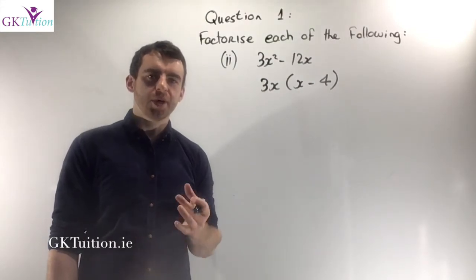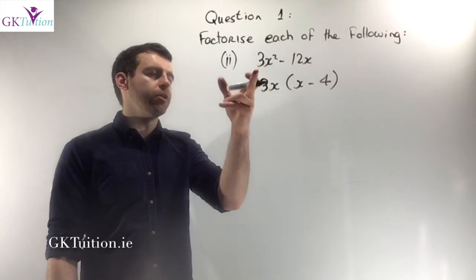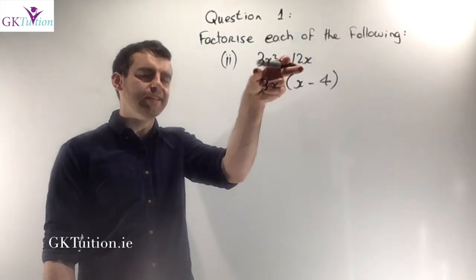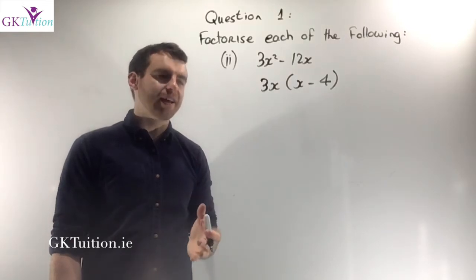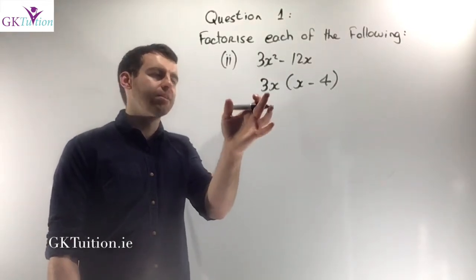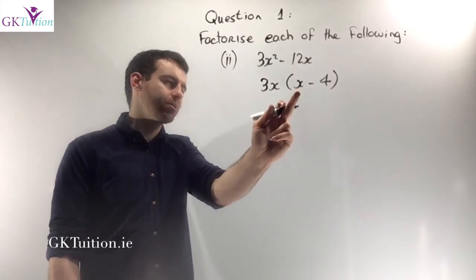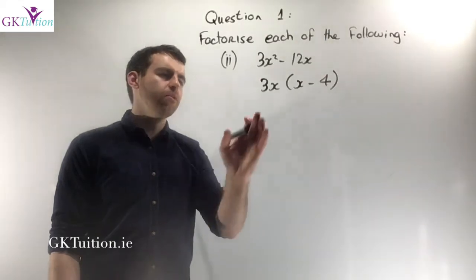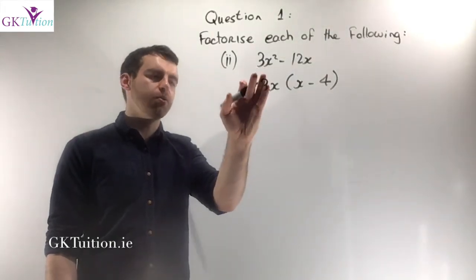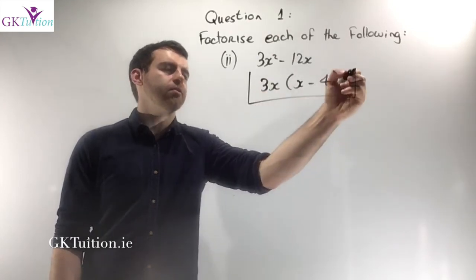In part 2, you needed to recognise this as factorising out what's common. The number that will divide into both of these is 3. The largest number that can divide in is 3, and they both have an x. So if I factorise out 3x, 3x into 3x squared goes x times, and 3x into minus 12x goes minus 4 times. If I multiply 3x by x, I get 3x squared. 3x by minus 4 gives me minus 12x. So that's my final answer for part 2.